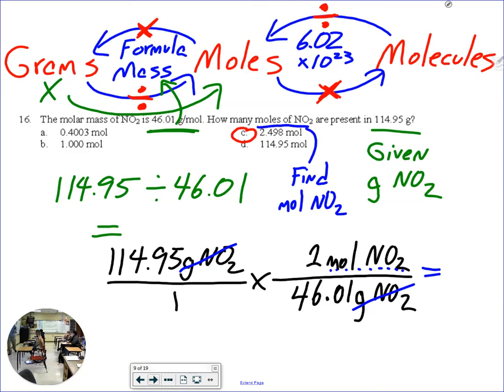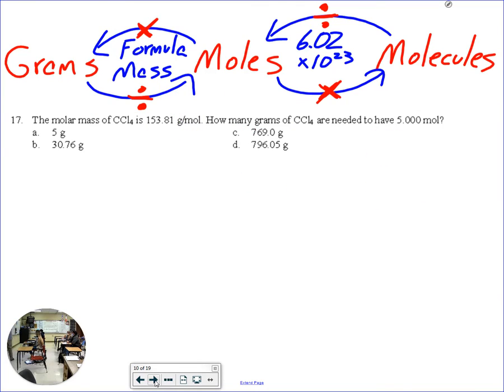Let's look at another one. All right. So the molar mass of carbon tetrachloride is 152.81 grams per mole. How many grams of CCl4 do you have in 5 moles? What do they give me here? They give me how many moles? 5. They give me 5 moles. That's my given, right? What do they want me to find? They want me to find grams.